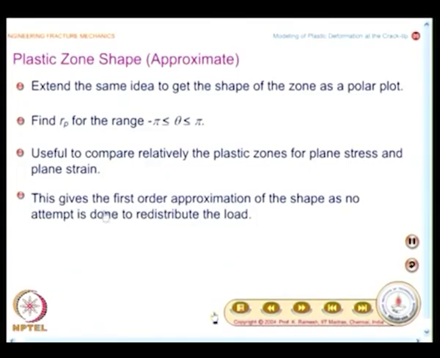What we are now trying to look at is an approximate understanding of the relative shapes of these in plane stress and plane strain. You have to keep the focus in mind. So, it gives only a first order approximation of the shape, because the methodology does not attempt to redistribute the load. So, this is the key aspect.